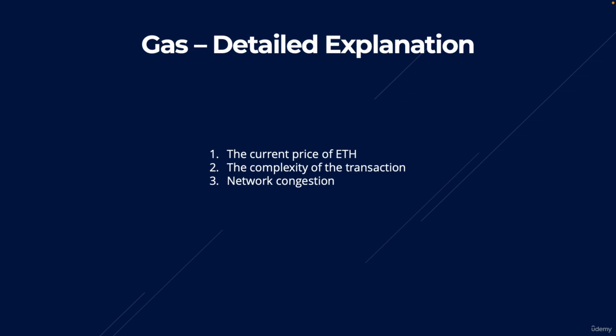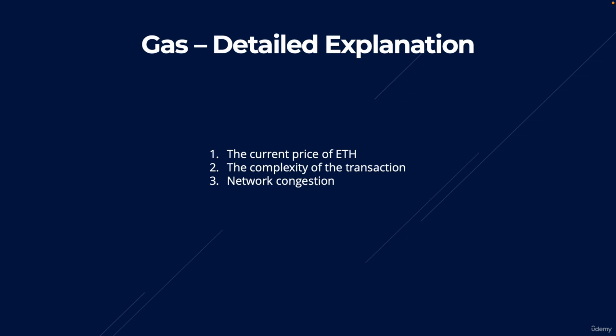Now, I want to stress something that's really, really important, is that the first 2, number 1, the current price of Ethereum, and number 2, the complexity of the transaction, well, these 2 things are fixed. You cannot control the price of Ethereum, and you can't control the complexity of the transaction, as when you're buying NFTs, it's pretty much the same complexity in terms of processing power. So this is why when I explained earlier on in the video that gas is basically determined by the network congestion, that is something you have control over. You have no control over number 1 and number 2.